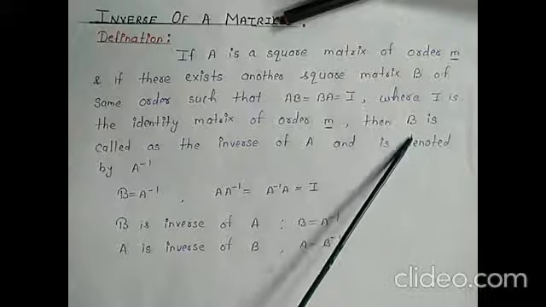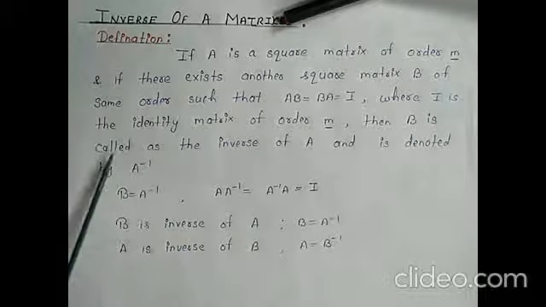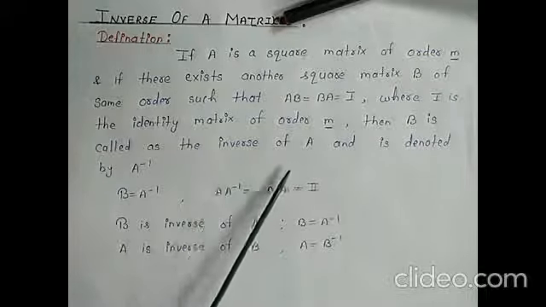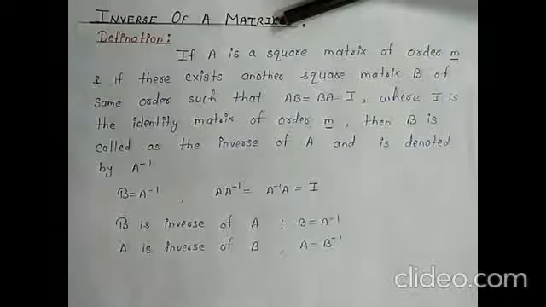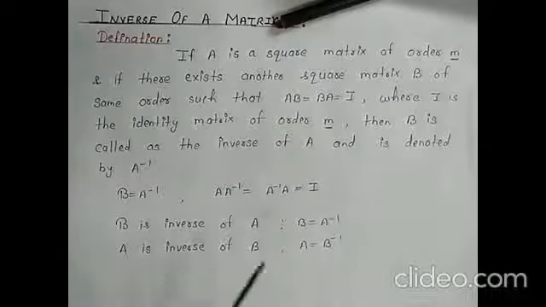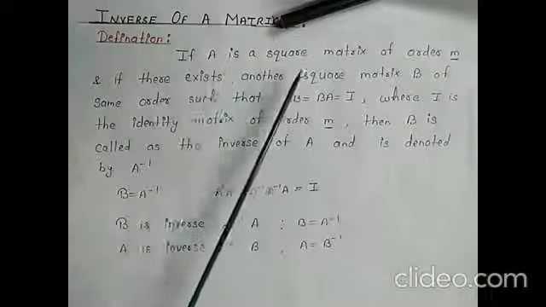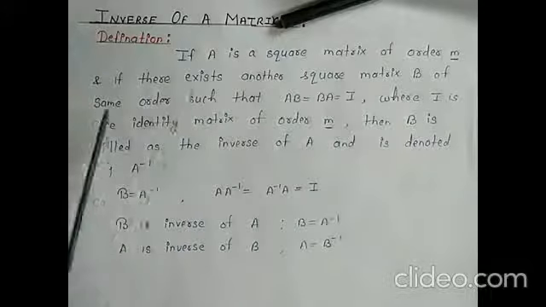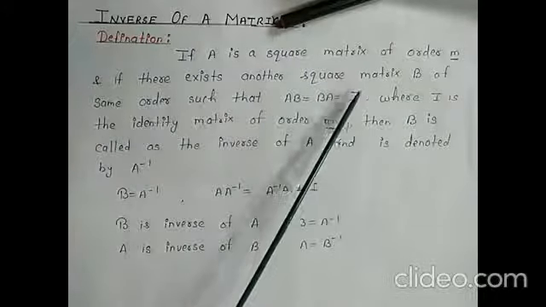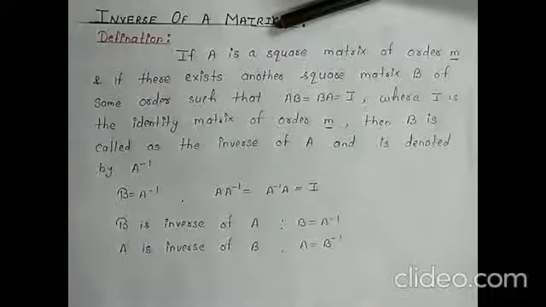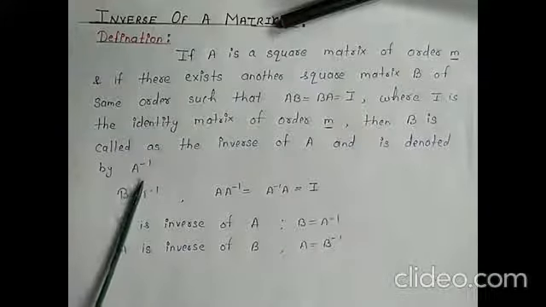Then this B is called the inverse of A, and it is denoted by A inverse. I will repeat it, children. If A is a square matrix of order M, and if there exists another square matrix B of the same order, such that AB equals BA equals I, where I is the identity matrix of order M, then B is called the inverse of A and is denoted by A inverse.